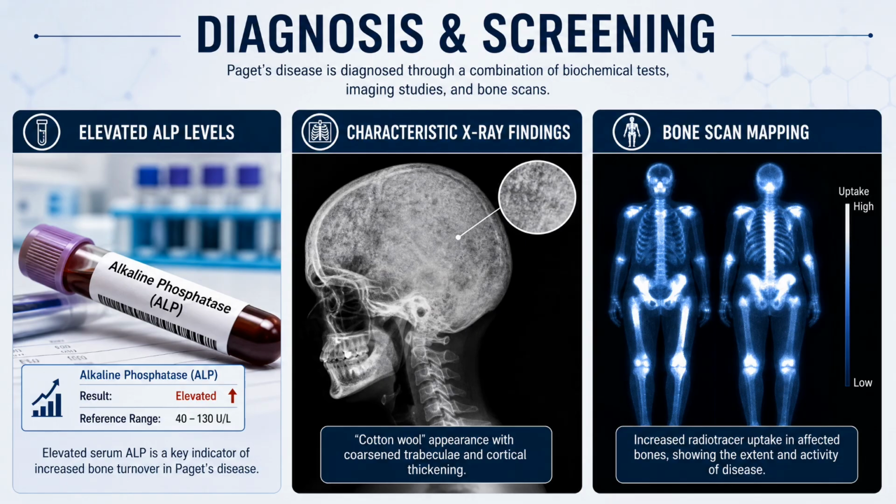Diagnosis is based on a combination of laboratory tests and imaging studies. One important laboratory finding is elevated alkaline phosphatase levels, reflecting increased bone turnover. Imaging studies may reveal enlarged bones, cortical thickening, and areas of mixed bone destruction and formation. A bone scan can help determine the extent of skeletal involvement.